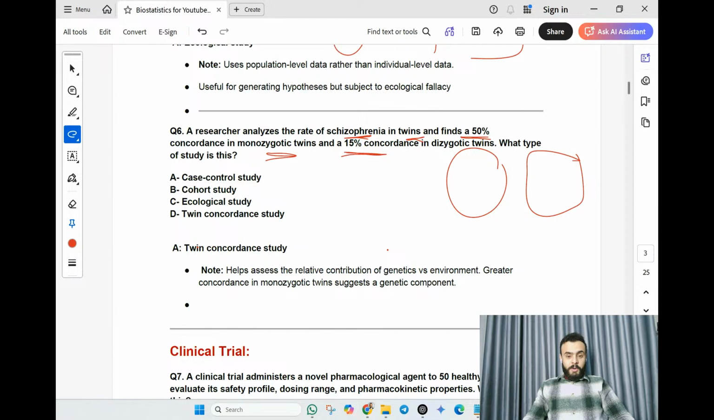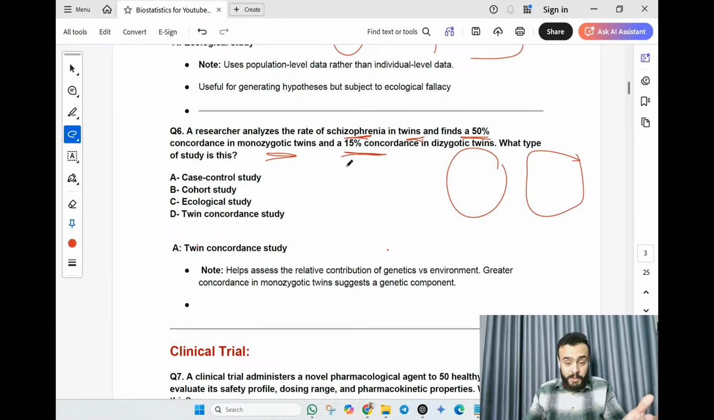Why do we study twins, guys? Because it gives me control over confounders. The twin brothers or sisters live in the same environment, they have the same socioeconomic status, the same age, the same diet, etc., the same exposure. So, best control of confounders.